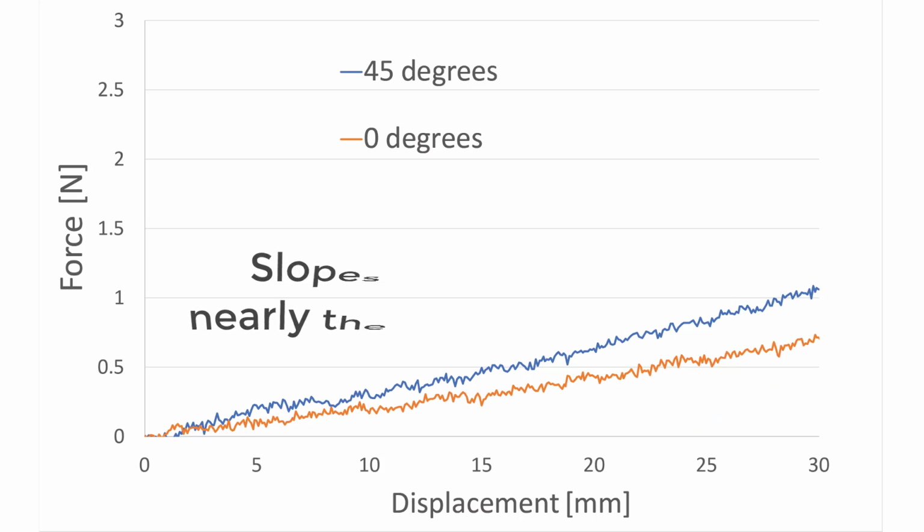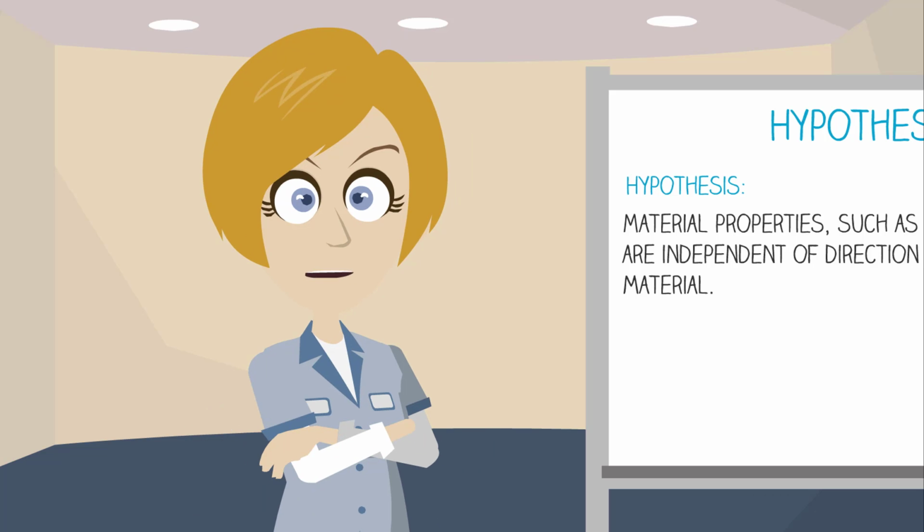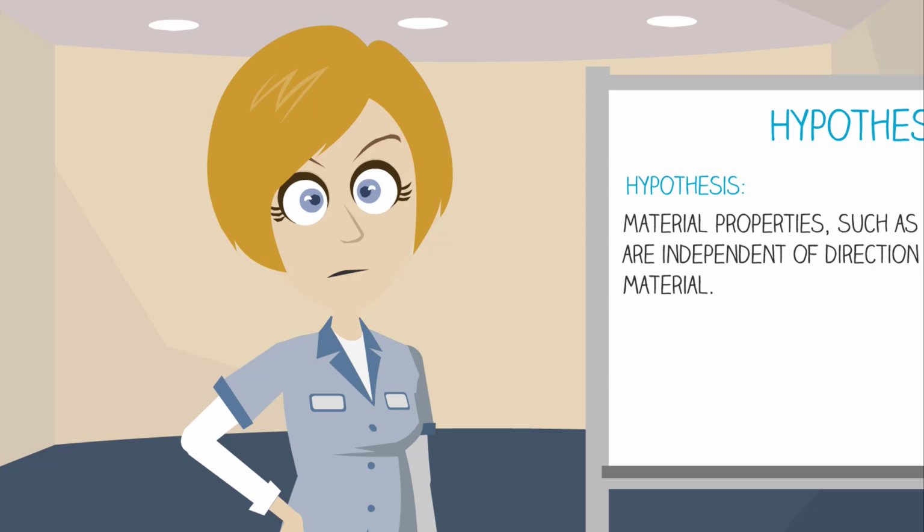So what do we see? It seems that the slopes of the two curves are nearly the same. So this material is, in fact, supporting our hypothesis. But we shouldn't get too excited yet. The behavior of one material does not necessarily represent the behavior of all materials. So let's test our second material.